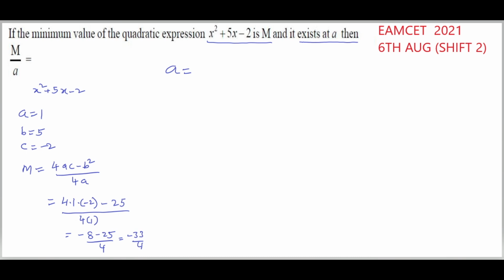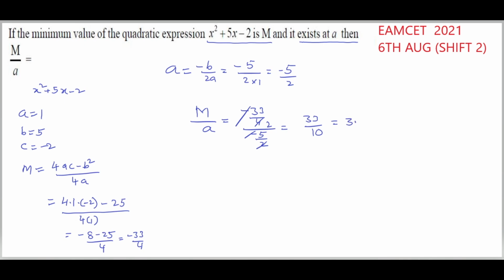This minimum value exists at small a, that is −b by 2a. Here −b, that is −5, by 2 into a, which is 1, that is equal to −5 by 2. Therefore capital M by small a is equal to (−33 by 4) by (−5 by 2). Here minus minus cancel, and 2 cancels, that is equal to 33 by 10. 5 into 2, 10. This is equal to 3.3.